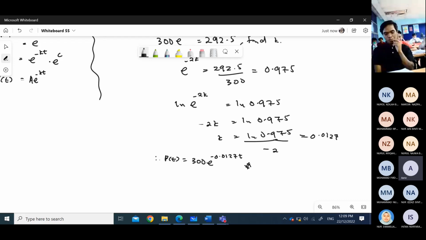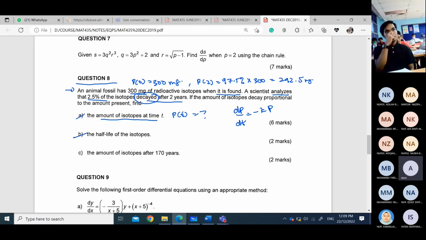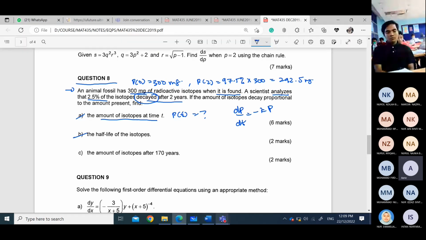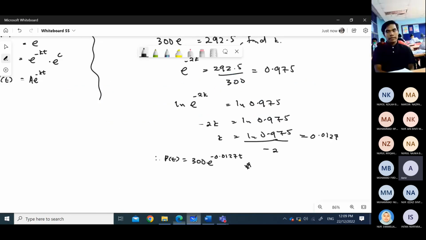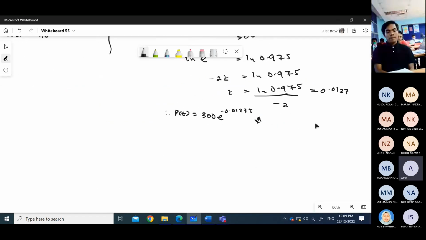Alright. So this is a radioactive isotope at any time T. So next question, we need to find the half-life of the isotope. The half-life, so means that kita kena cari T dia.